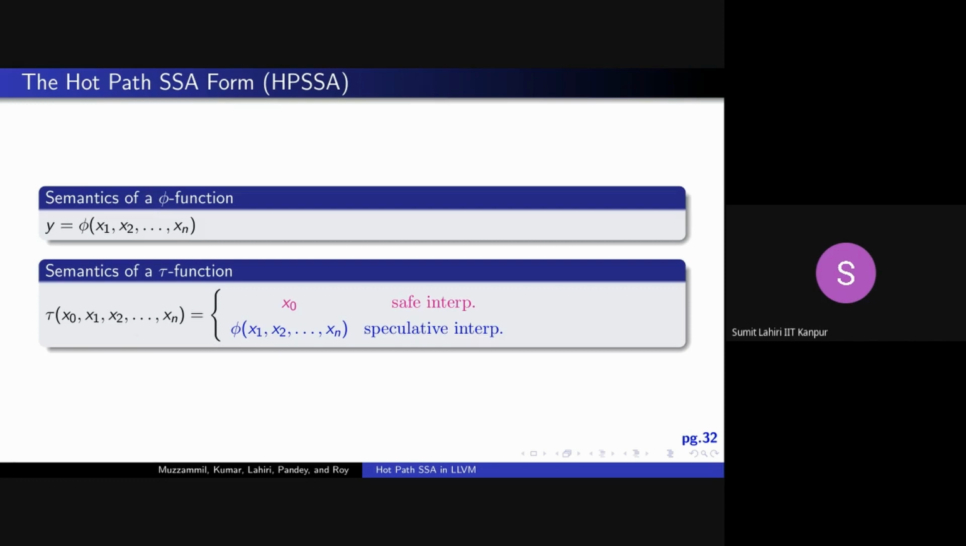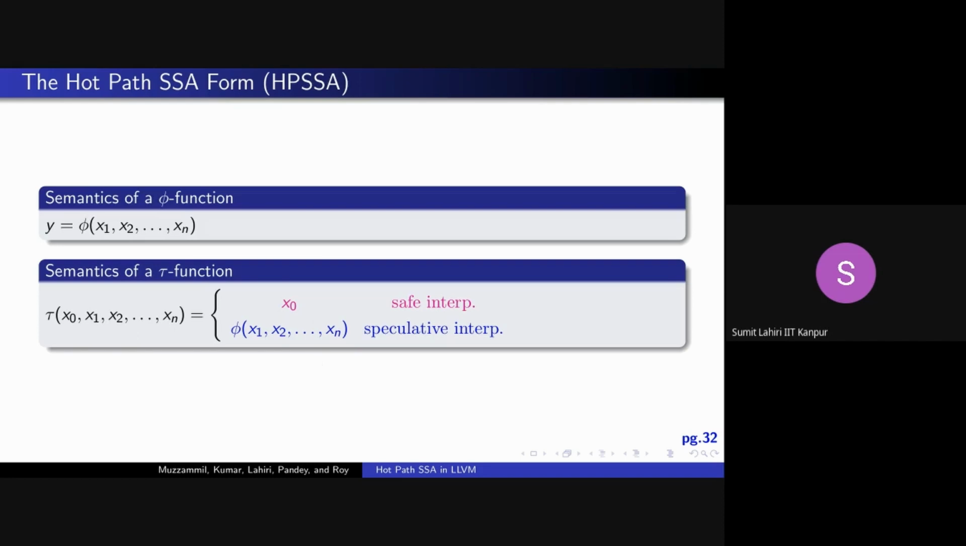The very first argument inside the tau function is the one that comes from the phi function itself. This is the safe interpretation. And the rest of the definitions, from x1 to xn, are speculative versions or speculative interpretations. If we take a phi over those, it will be along all the hot paths that are coming and joining on that block.